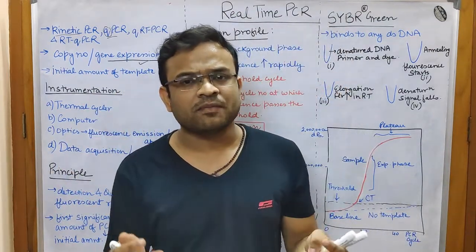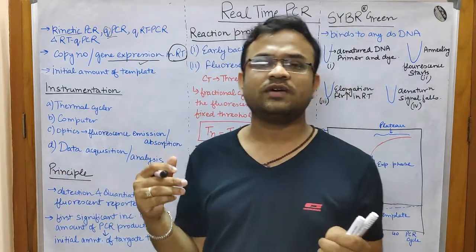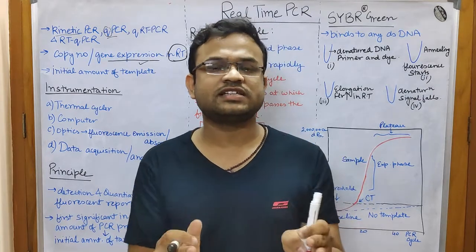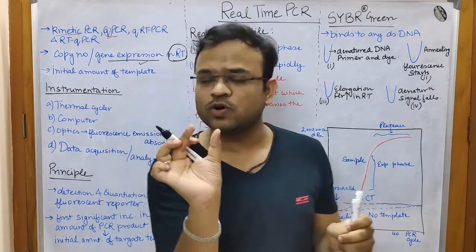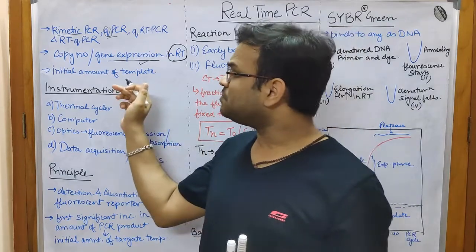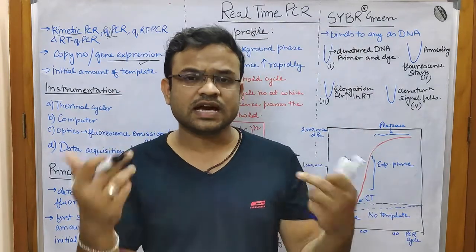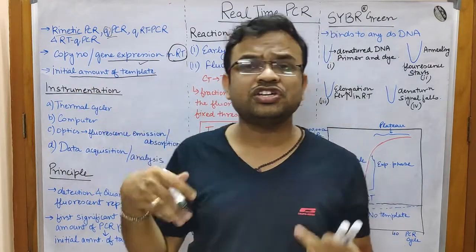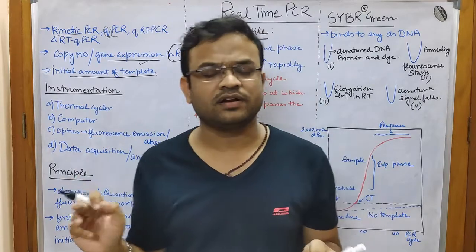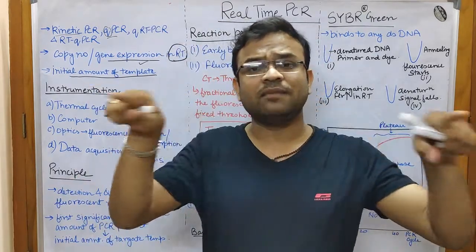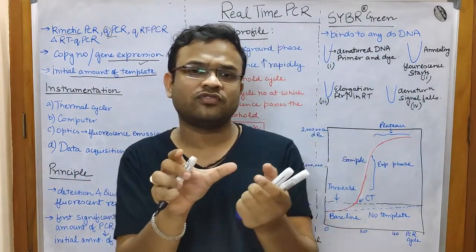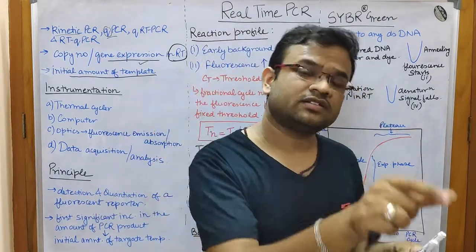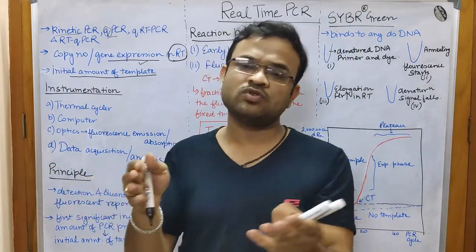Now, what is our aim? I already said to you that we want to know how much of a gene is expressed in the sample. That is what we want to know. So in real-time PCR, what does real-time PCR aim at? It aims at judging or knowing the initial amount of template, right? So you would be having a template, you would be having a particular amount of gene or product that was being expressed. You need to know how much gene was expressed. You need to know that.